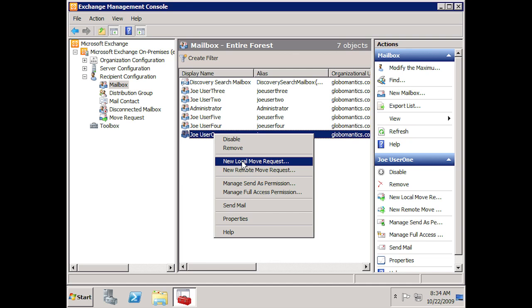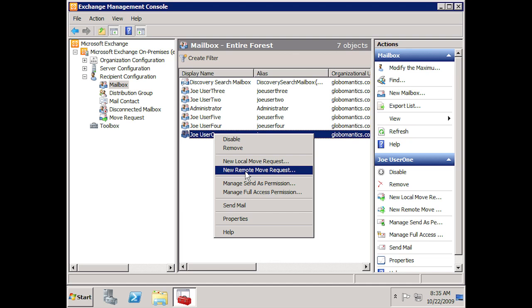Another important thing to keep in mind is that if you're going to make any of these moves, do not perform the move from a legacy Exchange server. Don't try to do it from the System Manager in Exchange 2003. Don't do it from the Exchange Management Console or Shell in Exchange 2007. And with 2007, that's because it's using the legacy commandlet, the move mailbox commandlet. So if you want that online experience, you're going to need to do it from the Exchange 2010 server.